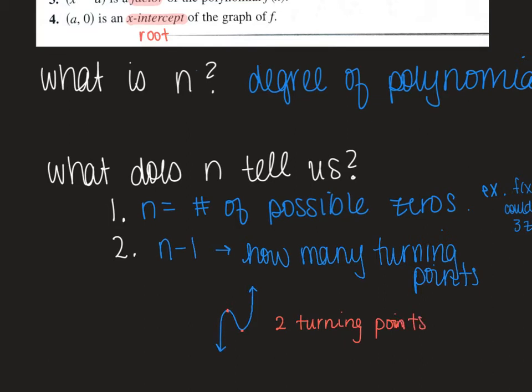By knowing that, do you think that you could figure out what degree this would have? If we use what we know, that the ends are going in opposite directions, so we know odd functions go in opposite directions. If I take 1 away from whatever my degree is, I have 2 turning points. So that means this must have been a cubic function, or to the power of 3, where n is 3.